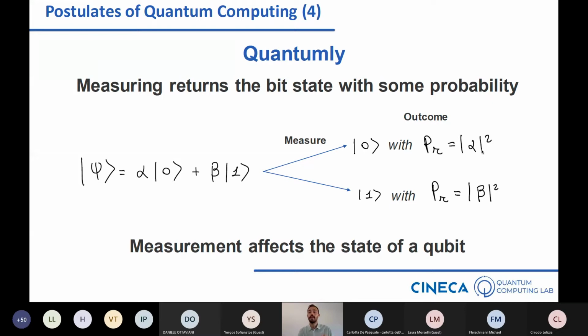The probability is modulus alpha squared and modulus beta squared. So the measurement, in contrast with what happens for a classical bit, affects the state of a qubit, which collapses to one of the two possibilities.